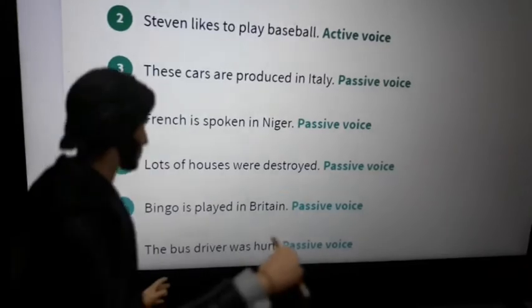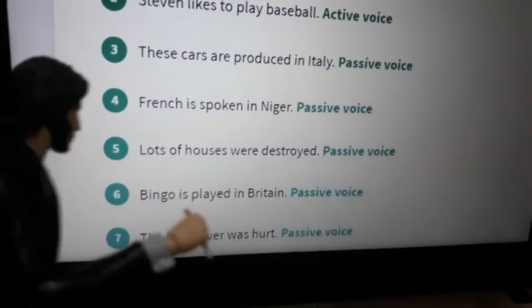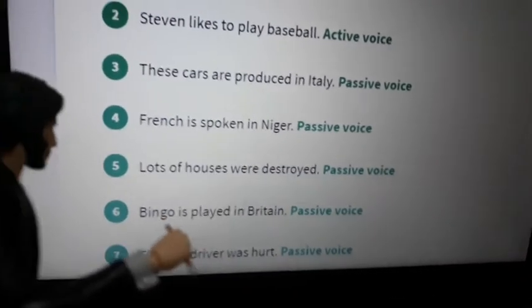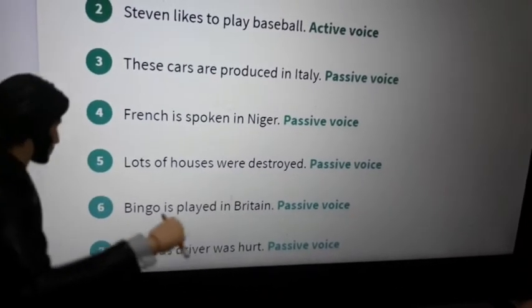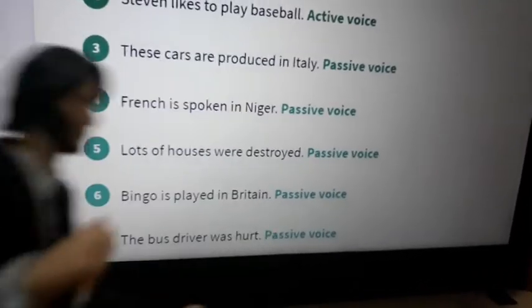Bingo is played in Britain. Passive voice, the same, because we're talking about bingo and what happened to bingo. It's present, because we have the verb to be in present here. Bingo is played in Britain is passive voice.